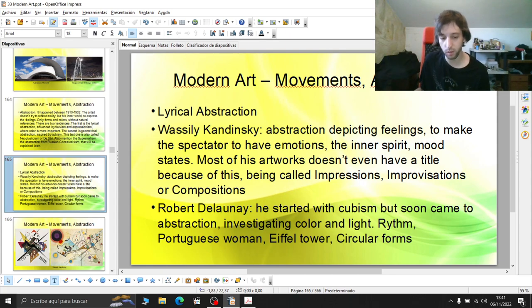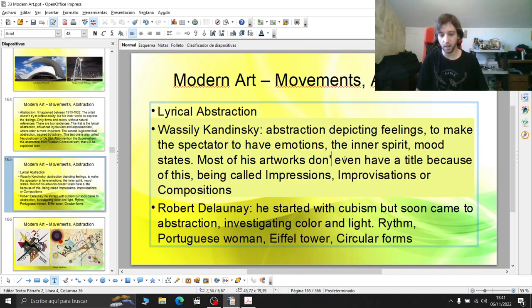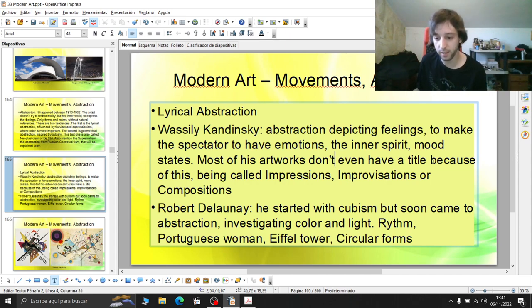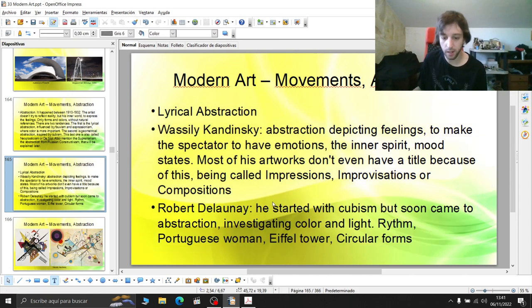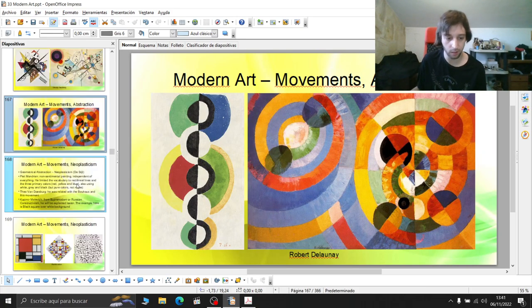Lyrical abstraction with Vasily Kandinsky: abstraction depicting feelings to make the spectator feel emotion, the inner spirit, mood states. Most of his artwork doesn't even have a title because of this, being called impressions, improvisations, or compositions. Robert Delaunay started with Cubism but soon came to abstraction, investigating color and light. Here you see Vasily Kandinsky and Robert Delaunay.